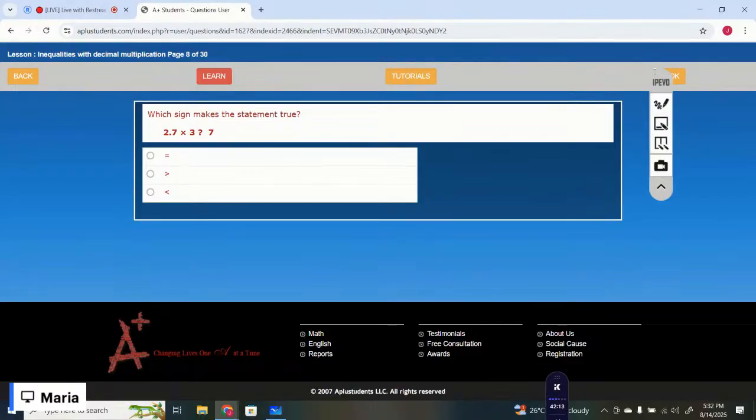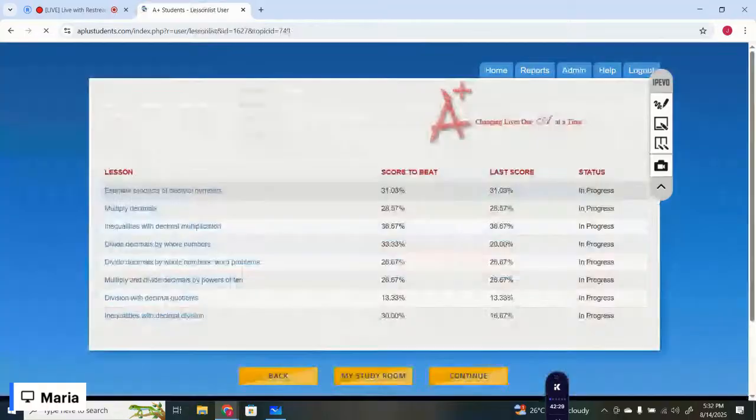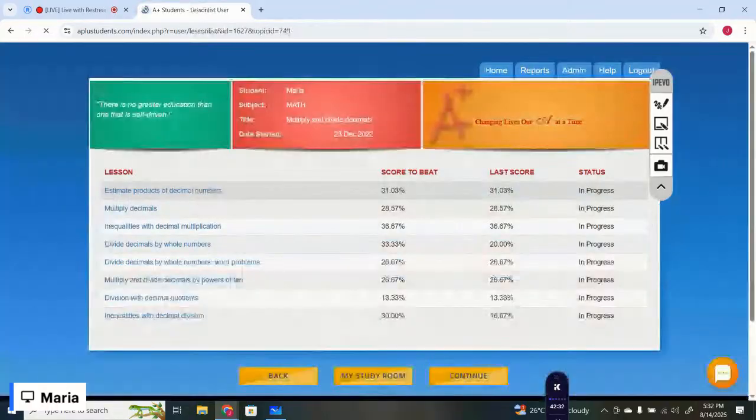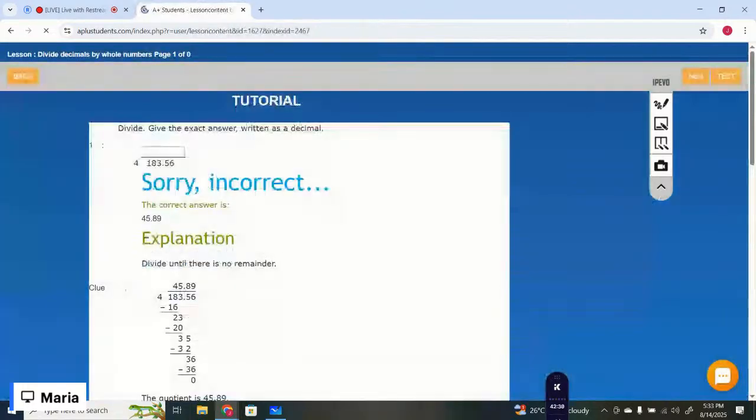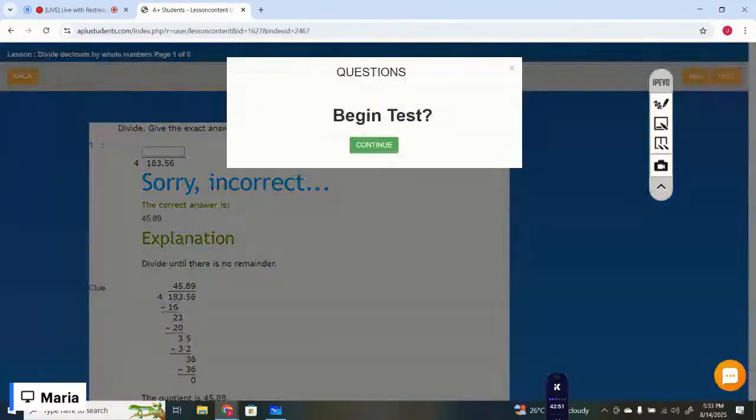2.7 times 3, you need to compare it to 7. 2.7 times 3 is greater than 7, greater it is. Let's just move on to the next lesson. The next lesson is divide decimals by whole numbers. Let's just divide with the test questions.